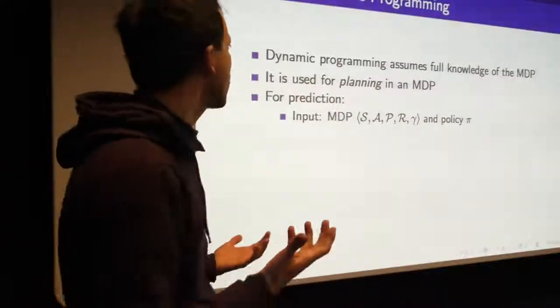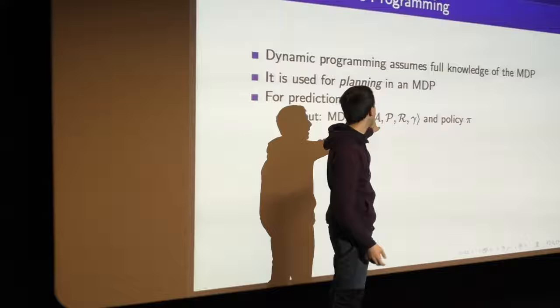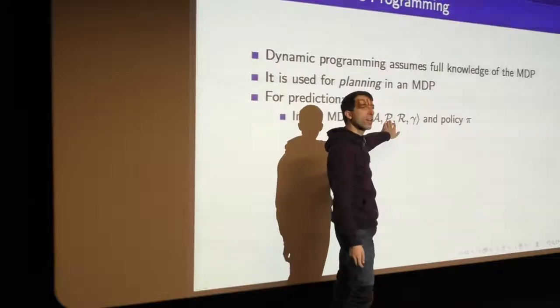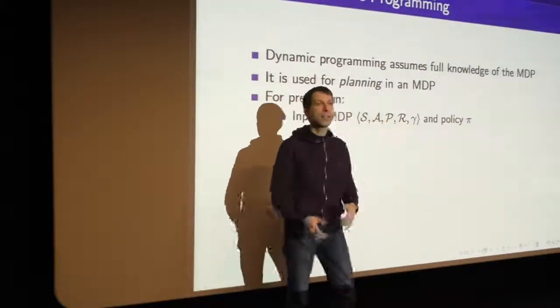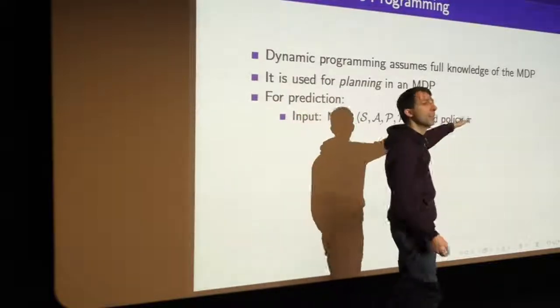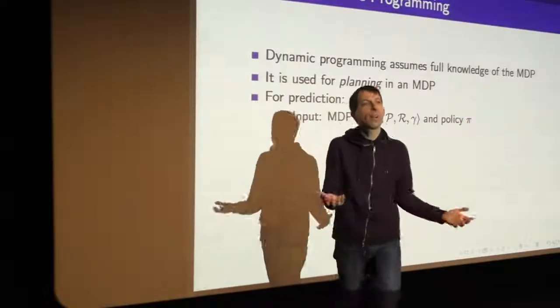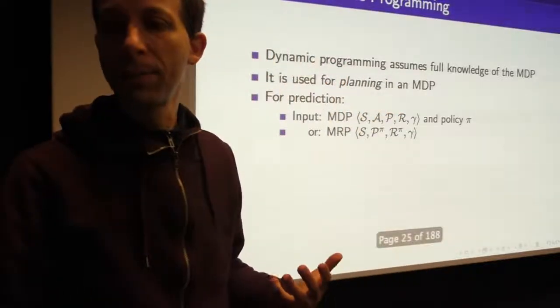So what does that mean? Well, it means that someone tells us an MDP. Remember, an MDP is a state space, an action space, our transition dynamics, our reward function, and a discount factor. It's just our standard MDP. But they also give us a policy. They say, for example, if you're going to wander around randomly in this world, then what I want to know is how much reward will you get in that world?